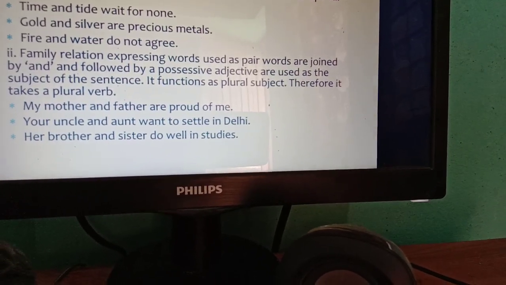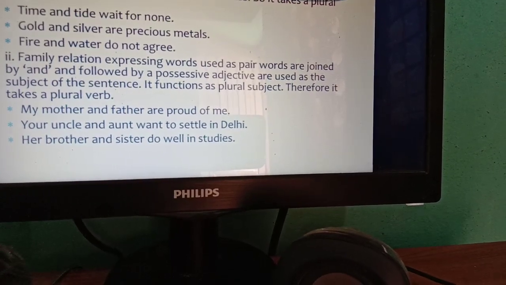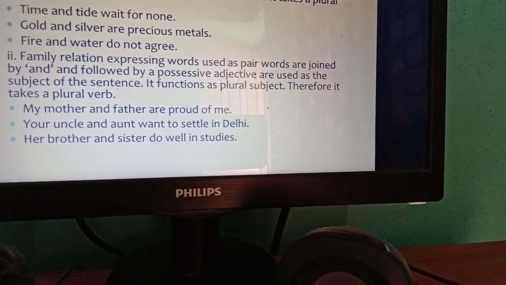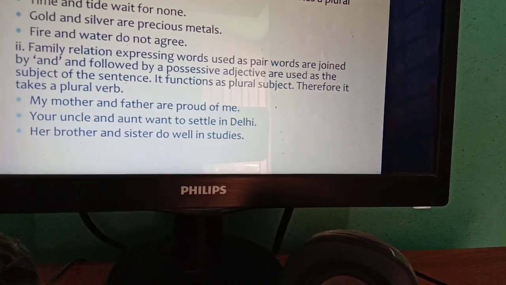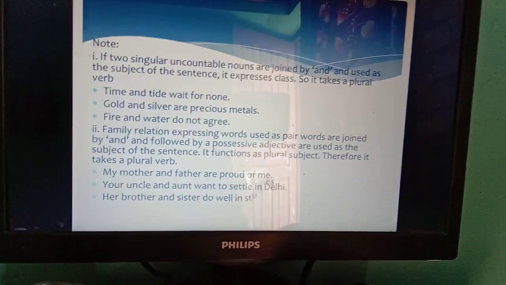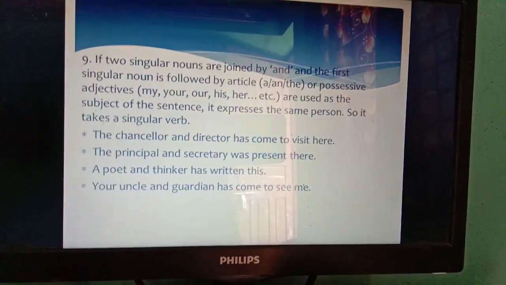We cannot say "my mother and father is proud of me," or "my uncle and aunt wants to settle in Delhi." This will be wrong. Now coming to the next example, her brother and sister do well in studies. So this is the exceptional rule of rule number 8.